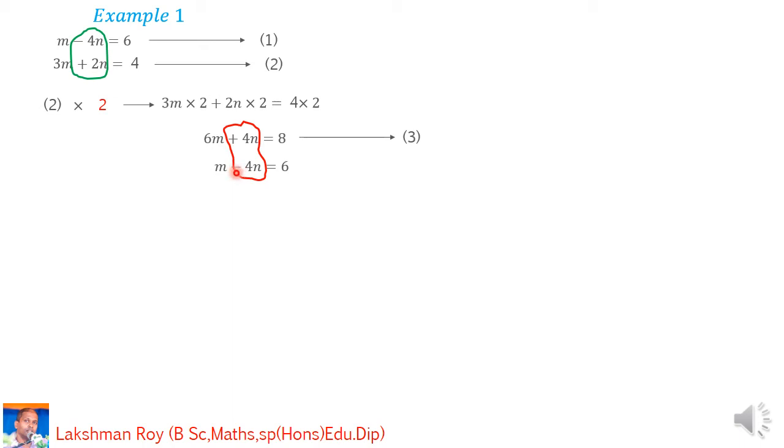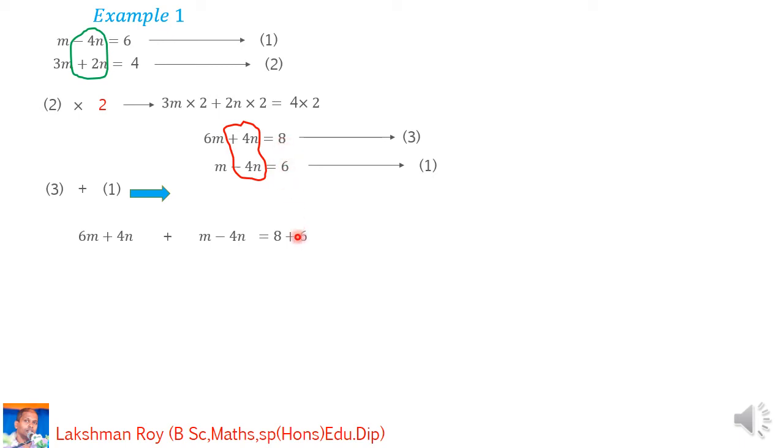So this is equation 1. Now what do you have to do? I am going to add: third equation plus first equation. How to do the addition? Add the left hand side of the third equation to the left hand side of the first equation, and also the right hand side. The third equation has 6m plus 4n, and you add m minus 4n. On the right hand side, 8 plus 6. Now you can simplify.